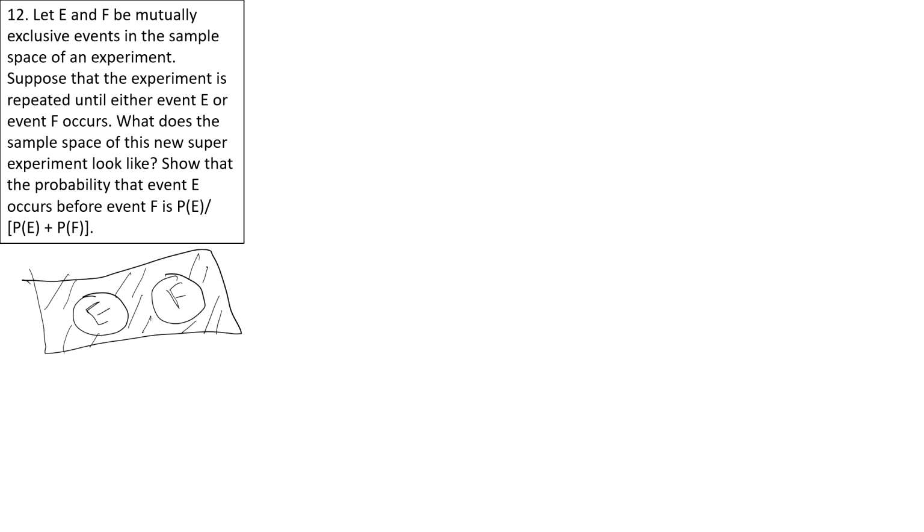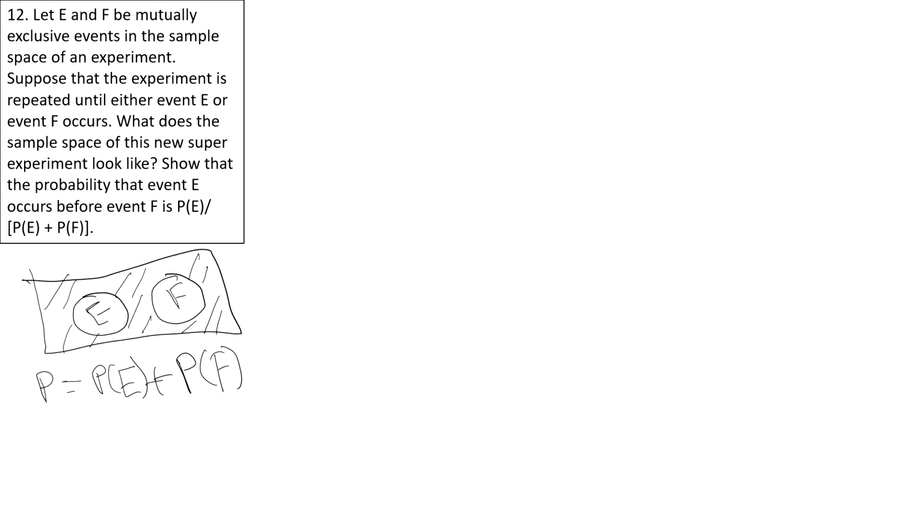So we can say that the probability that E or F happens is PE plus PF, because they're mutually exclusive. Otherwise we would have to subtract the intersection as well, but since they're mutually exclusive there is no intersection of them.